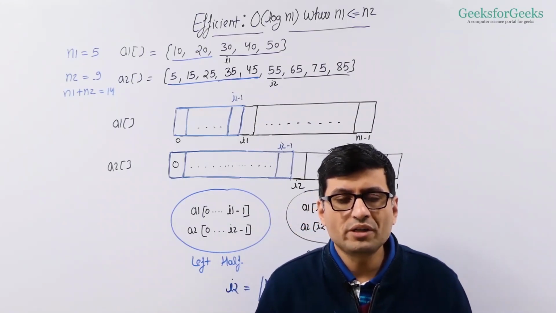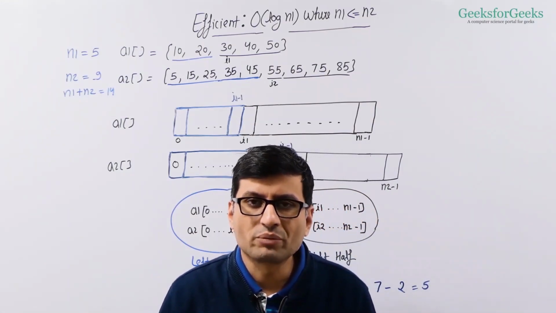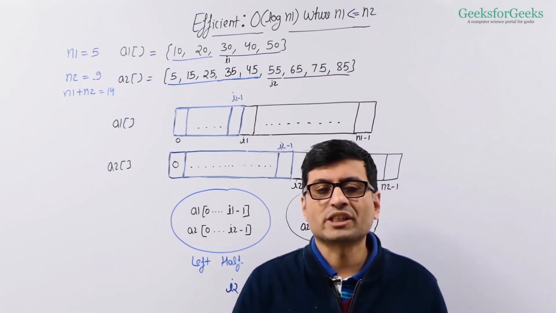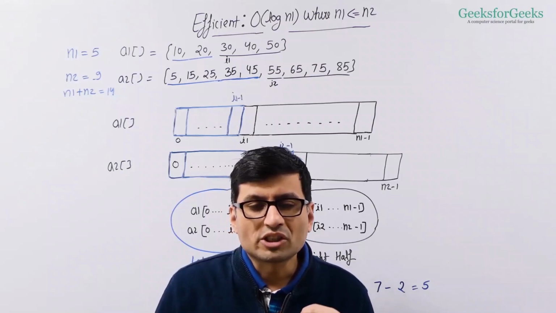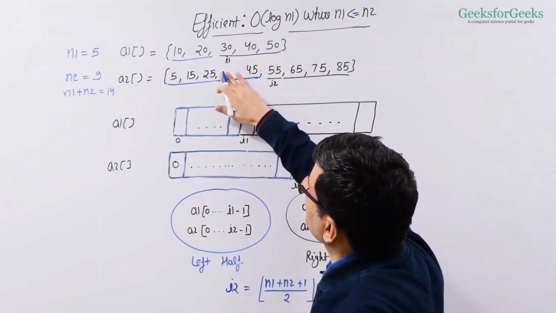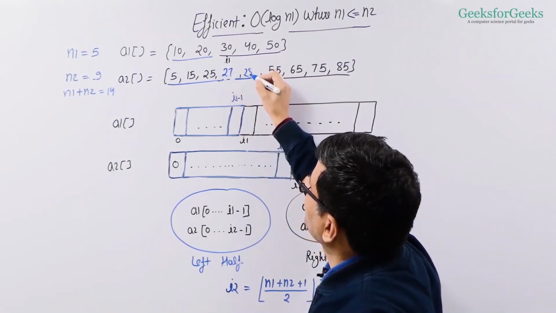Now, how do we do our binary search? When do we decide that we need to stop, that we have found the median? And when do we decide that we need to go to the left half, and when do we decide that we need to go to the right half in the smaller array? Now, to see the stopping condition, let's modify this array. Let's say we have these elements as 27 and 28. Say this is your array.